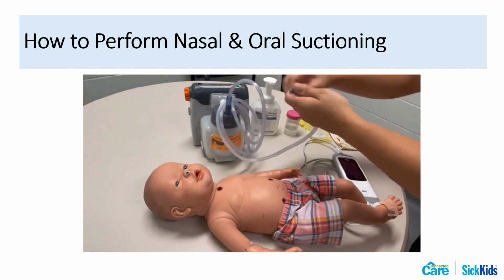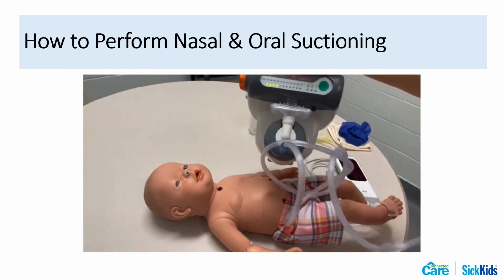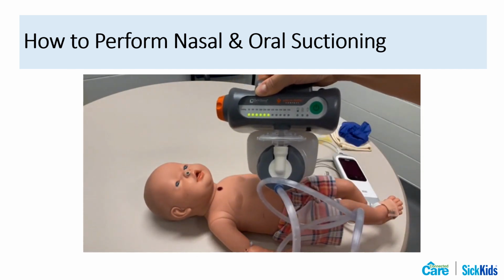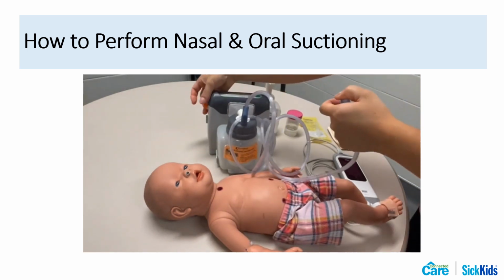Make sure the suction machine is at the correct settings by occluding the end of the tubing with your thumb to check pressure. Do not pulsate the end. Our goal is to reach the maximum pressure when occluded.